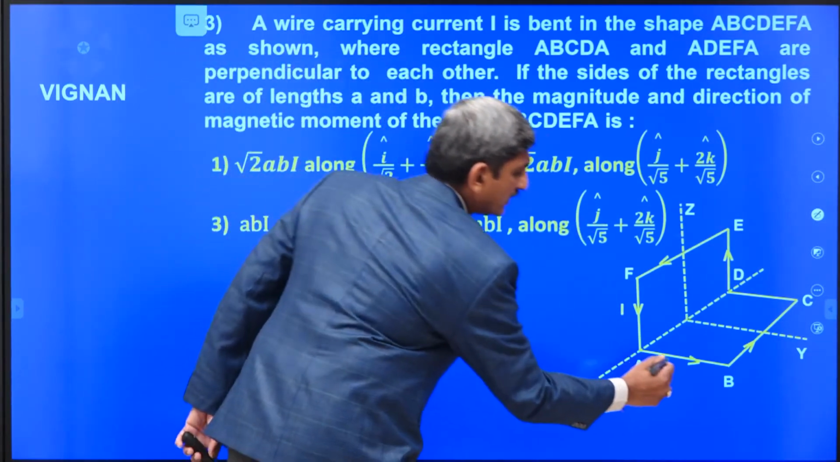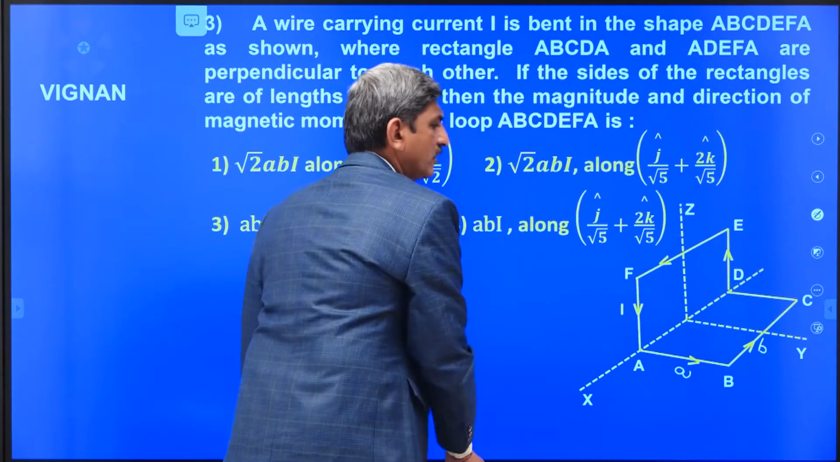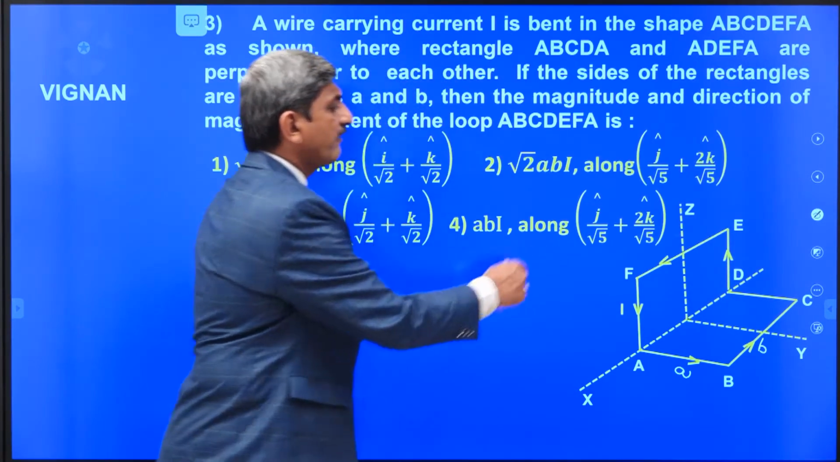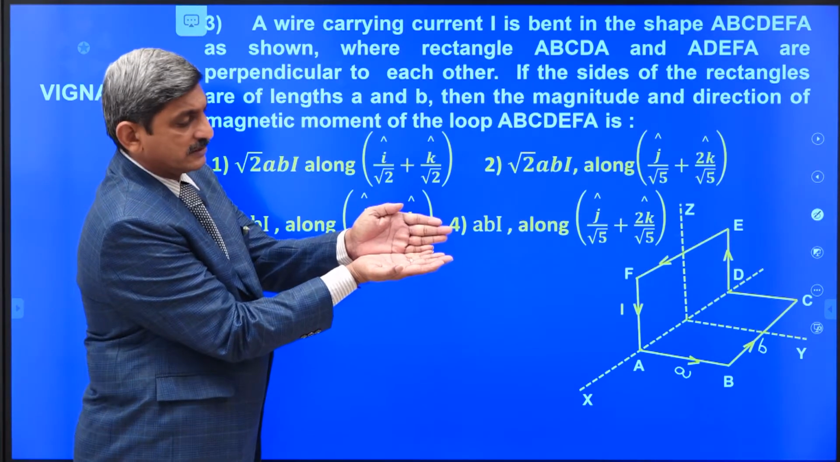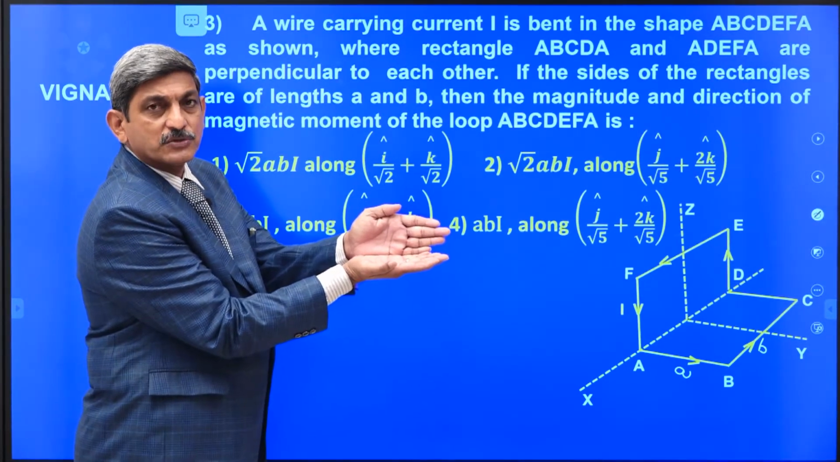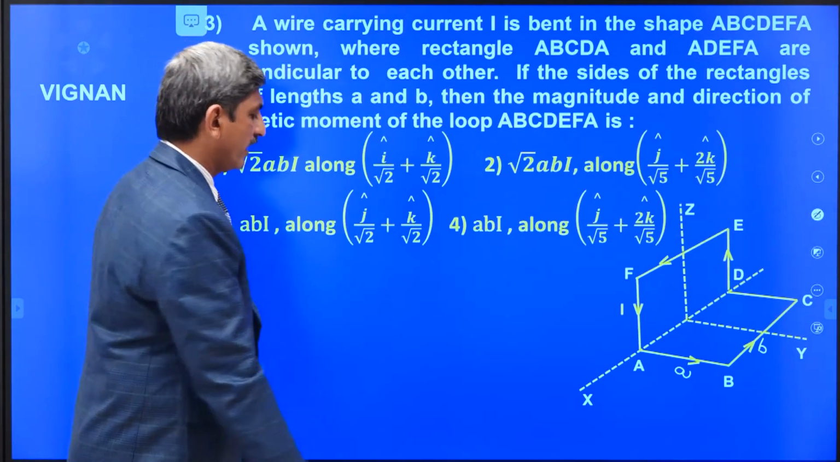Here for this loop, one side is given as a, one side is given as b. Now here the given loop is held like this. The 2 planes are perpendicular to one another. Now current is passing through the coil. For that coil we want to determine the magnetic moment value.